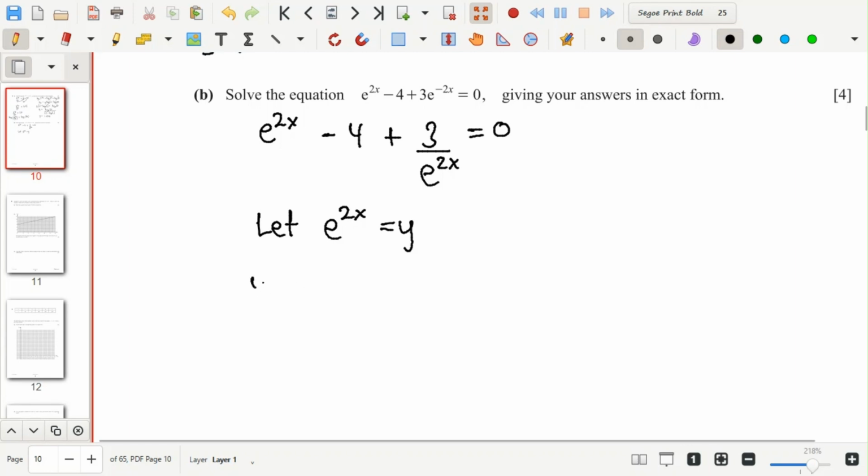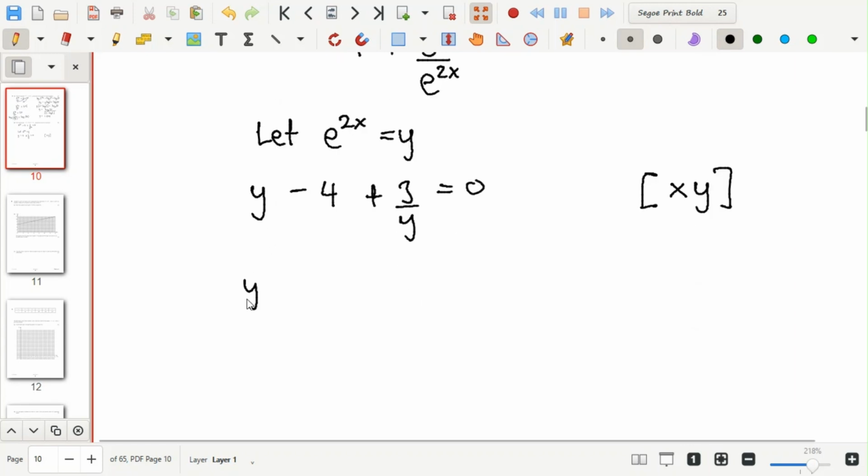So I'm going to have y minus 4 plus 3 over y. So what do you do at this point? You just express it as a quadratic. How do you do that? You can multiply throughout by y. So this will give you y squared minus 4y plus 3 is equal to 0.